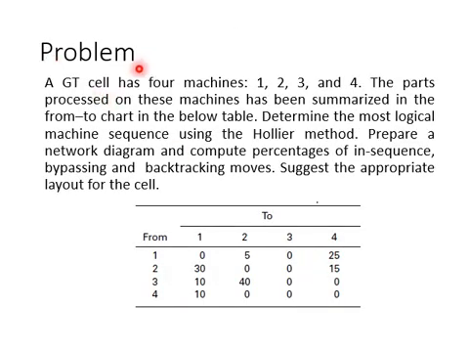Take one problem. A GT cell has 4 machines, 1, 2, 3 and 4. The parts processed on these machines have been summarized in the from-to chart in the below table. You can see this is the from-to chart, these are the machines, and the movements of the parts have been shown in the from-to machine table. Determine the most logical machine sequence using the Hollier method. Prepare a network diagram and compute percentages of in-sequence, bypassing and backtracking moves. Suggest the appropriate layout for the cell.